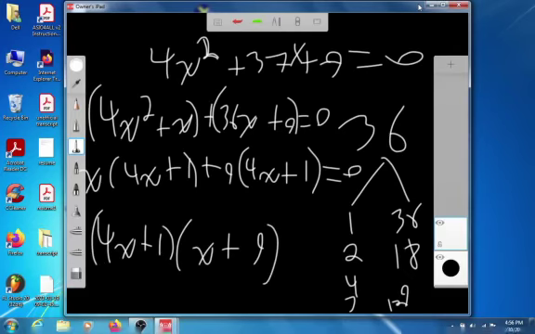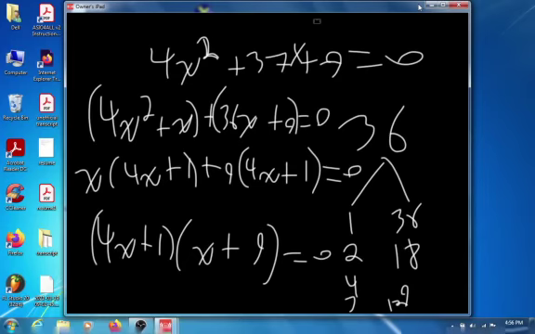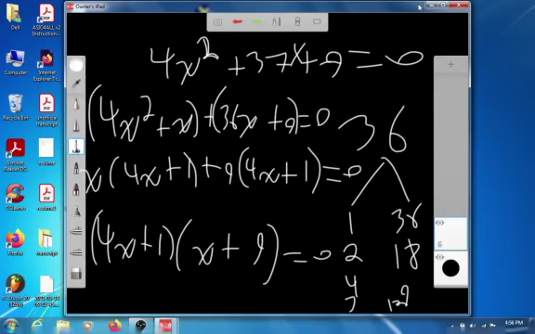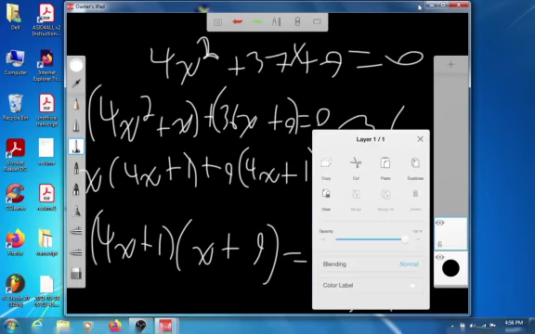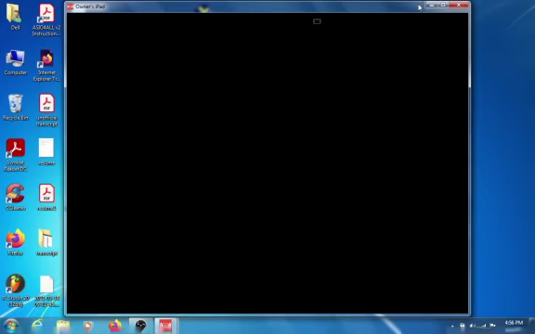And then we just set it equal to 0 and then solve for each binomial. And that's how you solve for a quadratic equation using the AC method. Now, you can't always use the AC method, you can't always factor, and you can't always use completing the square, but you can always use the quadratic formula.